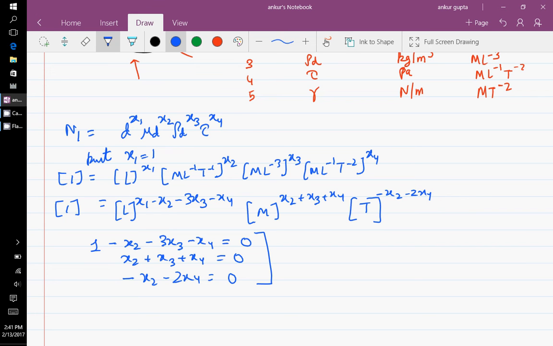I encourage you to go and solve them. I will just give you the answers right away. So the answers we get is x2 equal to minus 1, x3 equal to half, and x4 equal to half.